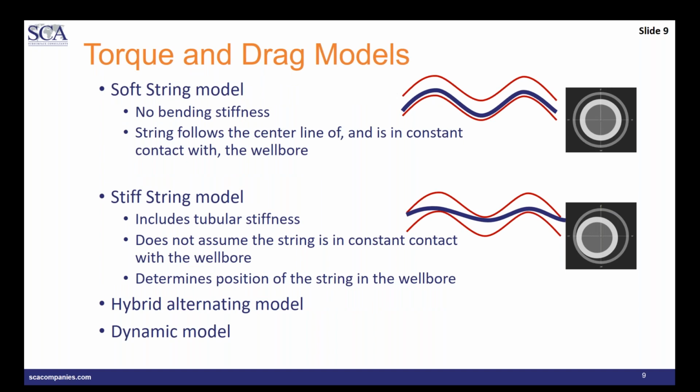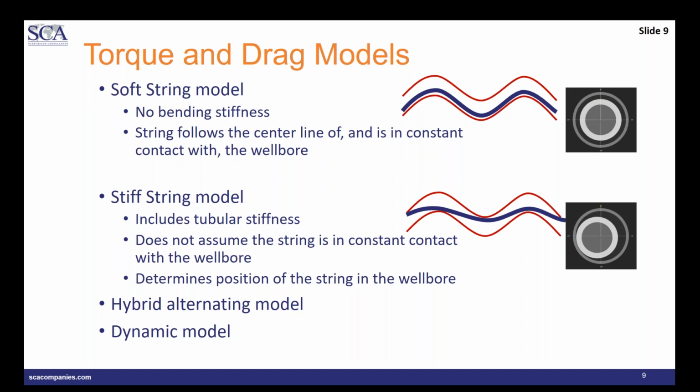When it comes to torque and drag models, there are several models. The well-known soft string model, which doesn't consider the bending stiffness. It is assumed it follows exactly the well path. So it aligns with the wellbore profile. Then the next one is the stiff string model, which realistically considers the tubular stiffness. And based on that, you will have different contacts. Now, if you have different contacts at the different points, you have different contact forces. So essentially, it finds the position of the string in the wellbore. On the contrary, soft string doesn't consider that.